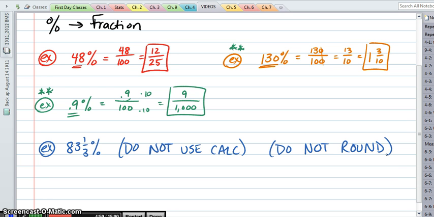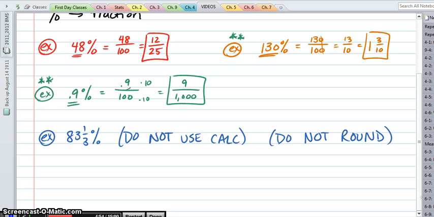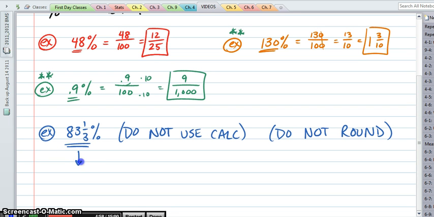What can we do here? Well, we can do the same thing that we've been doing. You might go, what? Well, what's your percentage? You have 83 1/3%. I'm going to go ahead and put that over 100, just like I've done with all of the other percentages. And now I'm going to simplify it, just like I did with all of the other percentages.